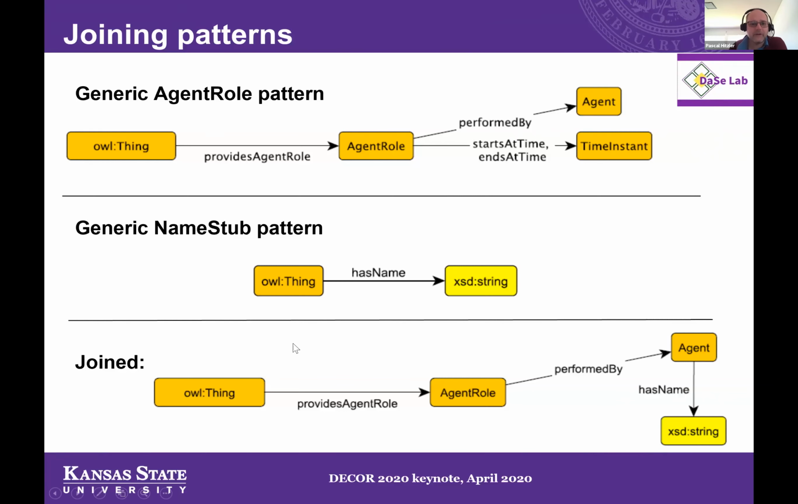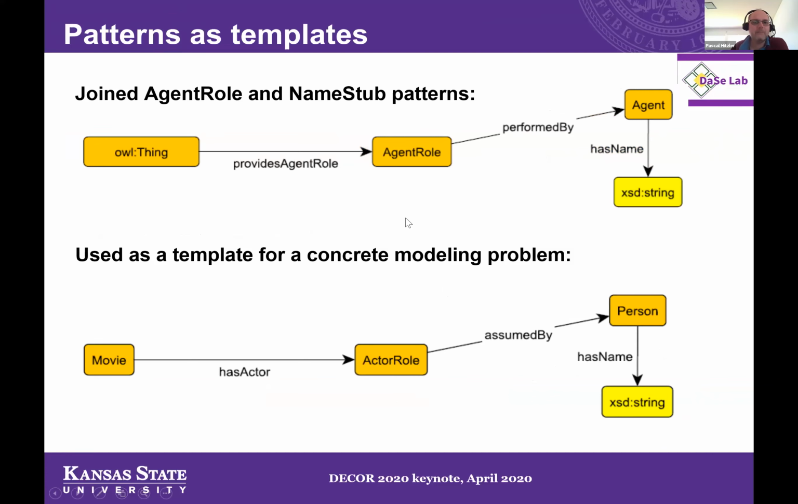Now, what you can do is, for example, join these two patterns together. That's shown at the bottom. Right? So you take different patterns, join them, and then you can specialize this if you want to your specific purpose. Say you talk about movies, I want to make an ontology about movies, then this would become movie having an actor being an actor role, assumed by a person having a name, for example. So this gives you an idea how to get from patterns as templates to modules, right? The actor role module would be here.